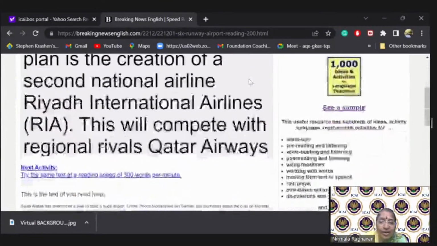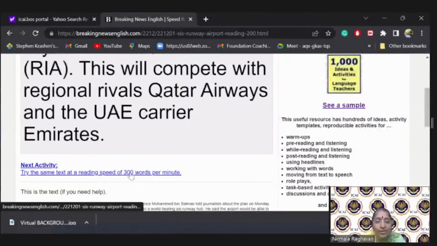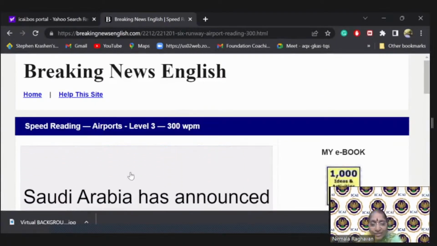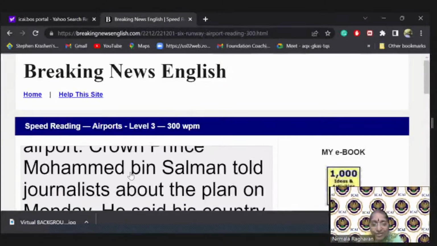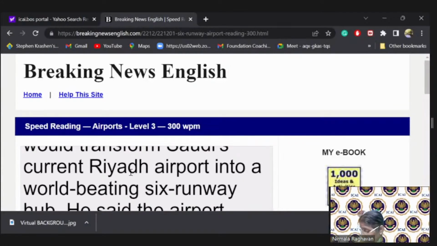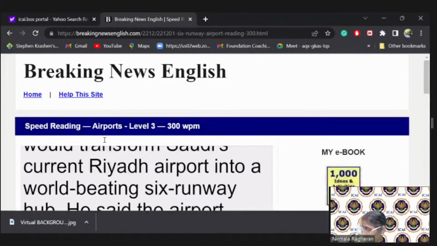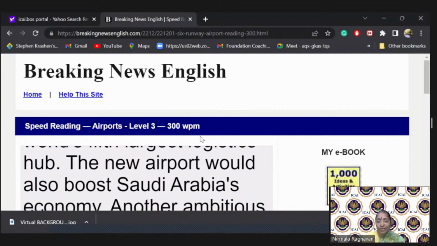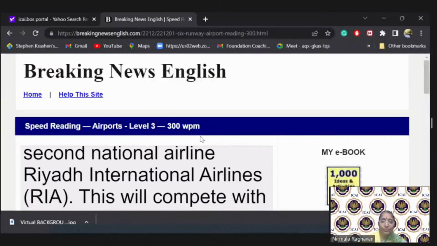Now, let me move to 300 words per minute. Now look at that. See if you can read it. I'm only showing this to you. I'm not giving you time enough to do this exercise. I'm just showing this to you so that you are able to use these exercises at your leisure time and improve your comprehension. Now look at the speed. You should be able to read 300 words per minute.